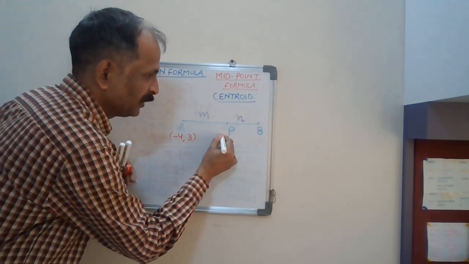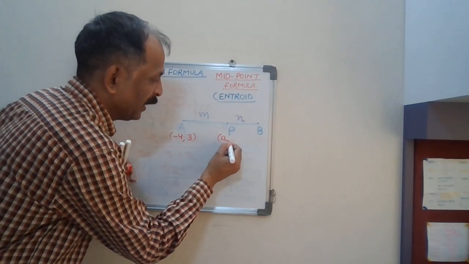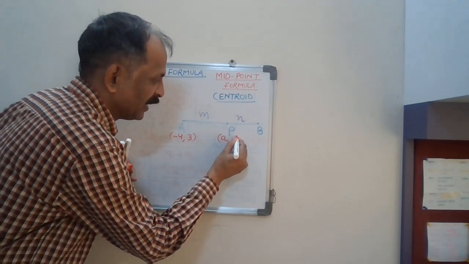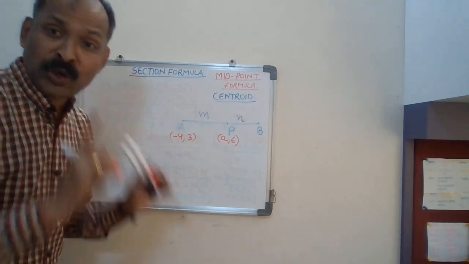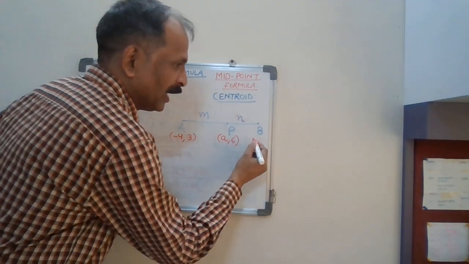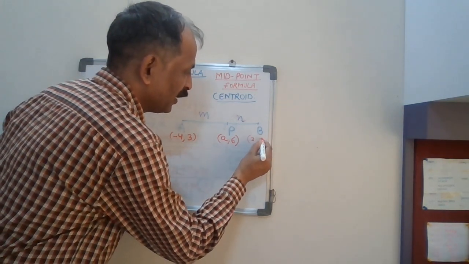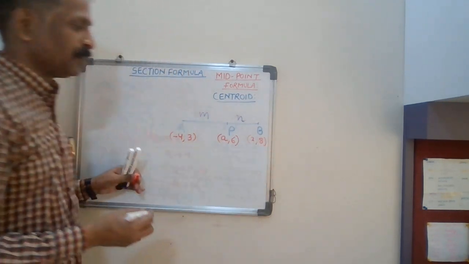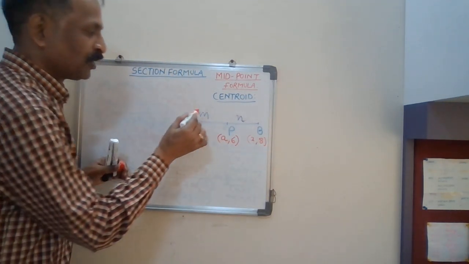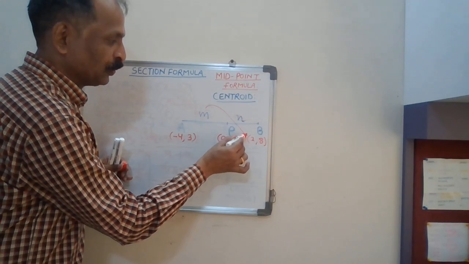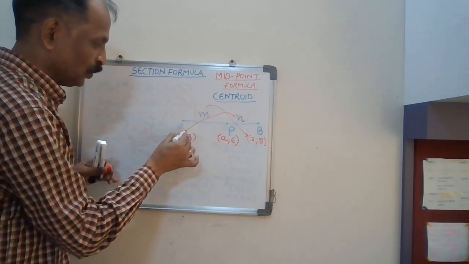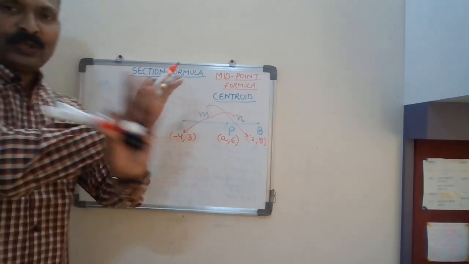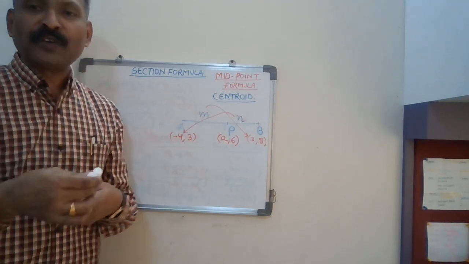And P is given as a comma 6. It means a is unknown, so we will use the known formula. And B is given as 2 comma 8. Please remember, your formula says m will go with 2 and n will go with 4. Cross. You have to cross, so it becomes easy for you now.